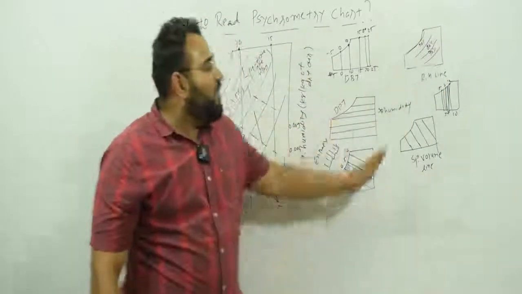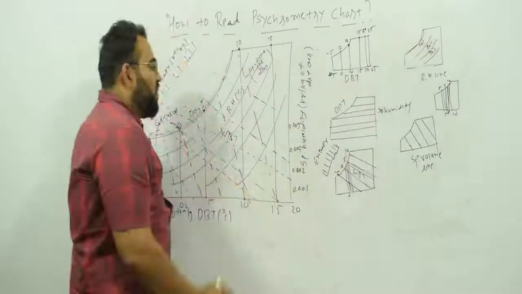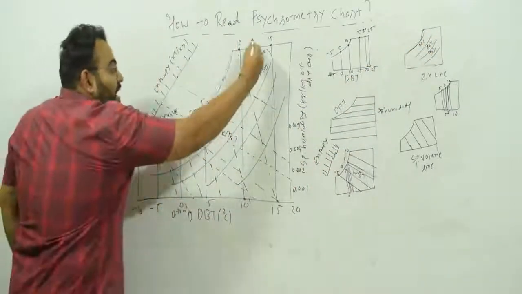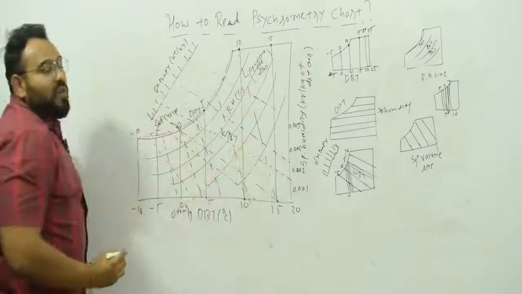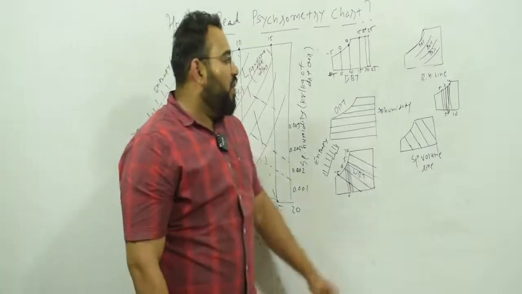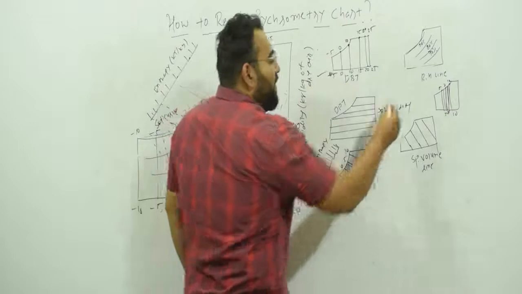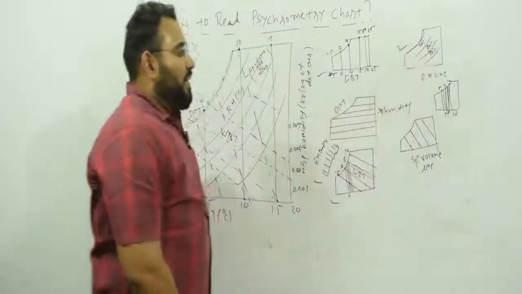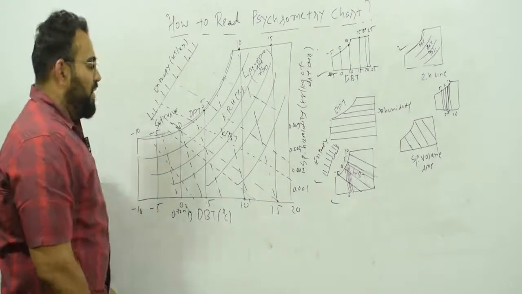So this is known as the relative humidity line. It shows the relative humidity like this. The percentage is written over here. I think you have got it. So DBT is clear, WBT and enthalpy are clear, relative humidity is clear. Now what we have to do? We have to see the specific humidity line.